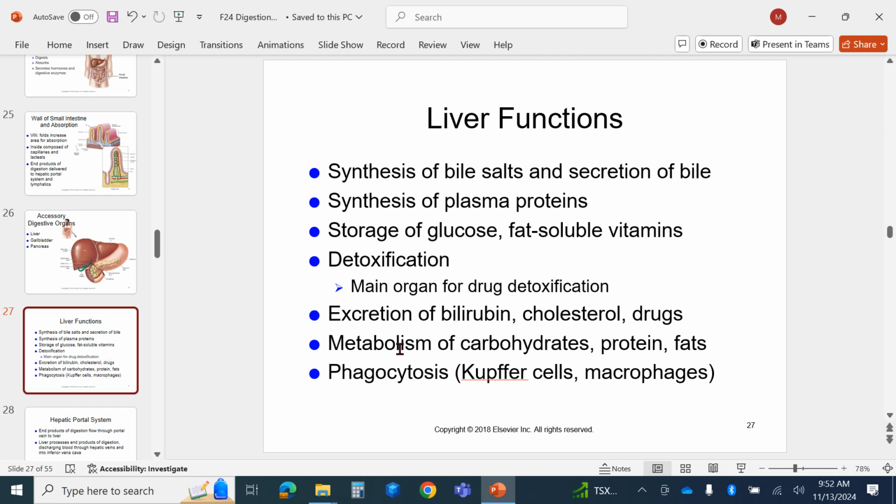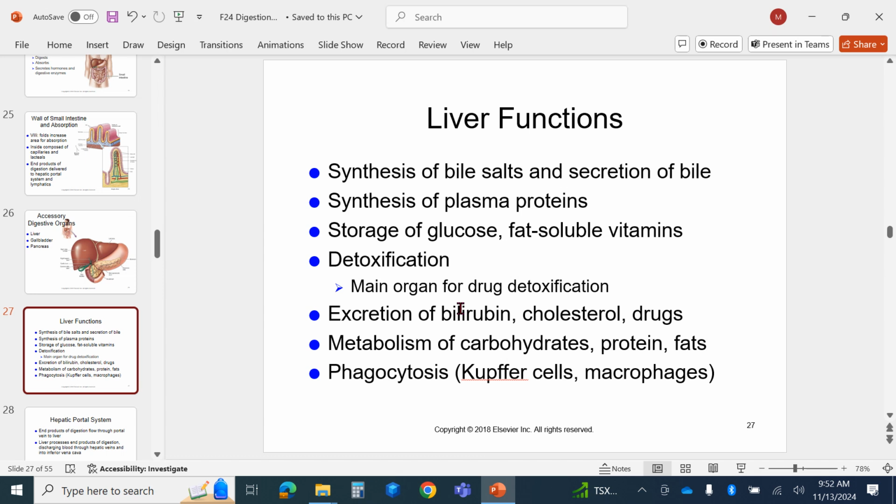All right. Liver functions. These are only some. The liver is superhuman. It really is. So please take care of it. Drinking is very, very harmful to the liver. And so just take care of your liver, please, please.